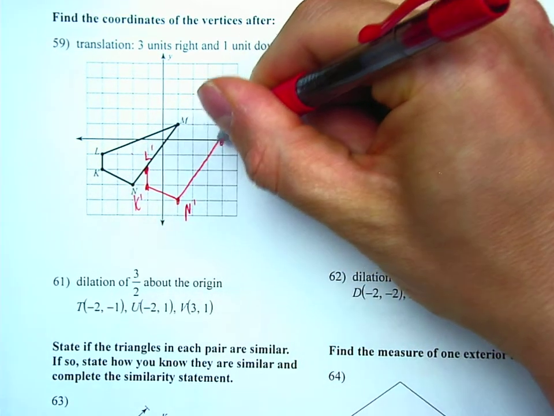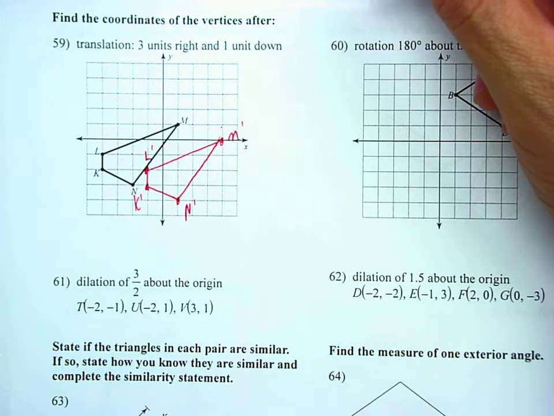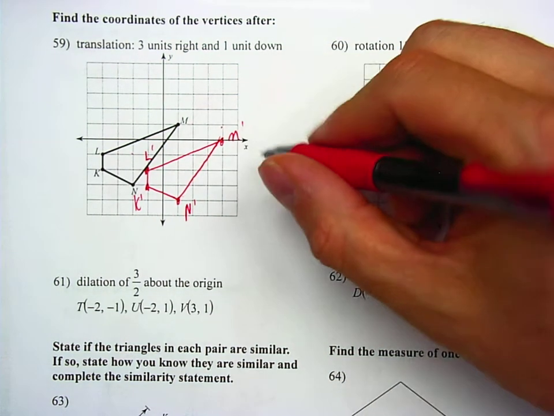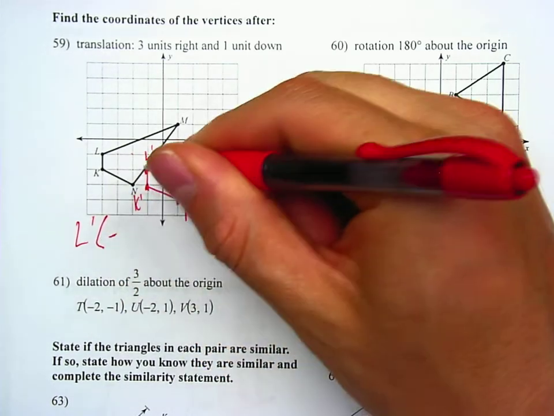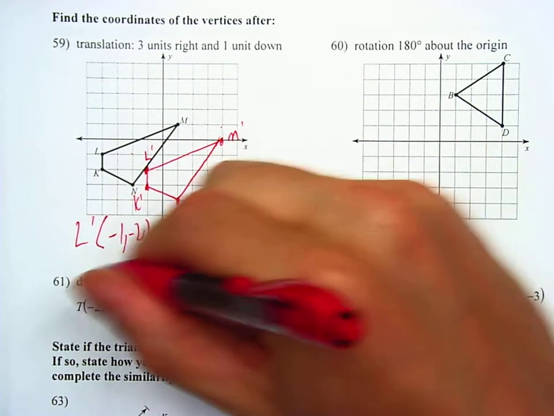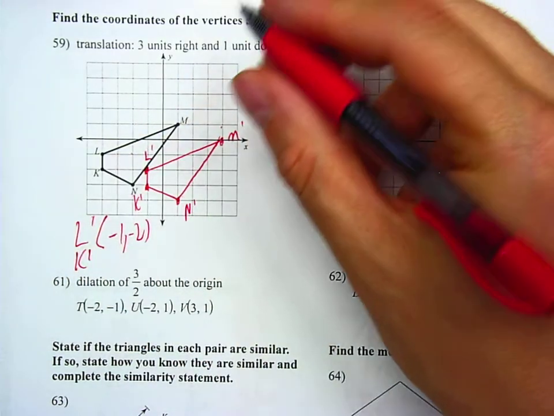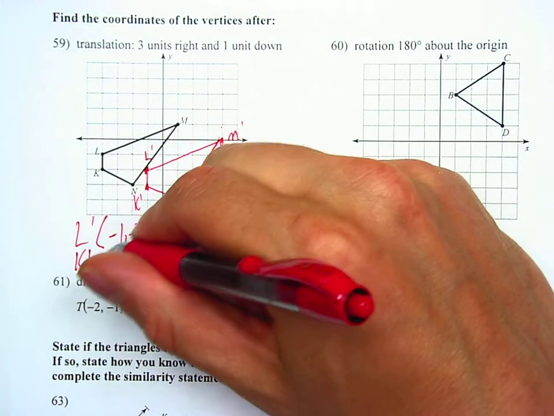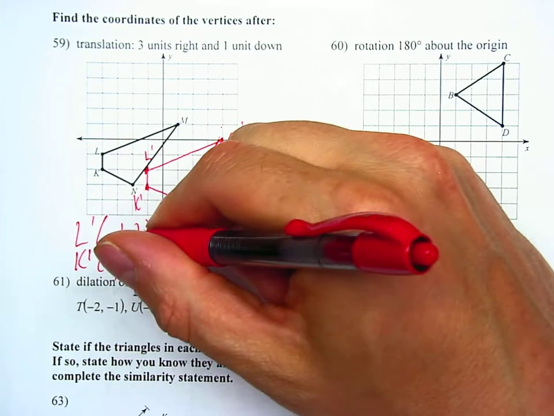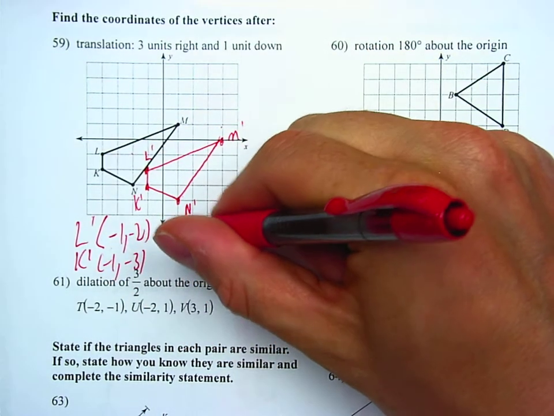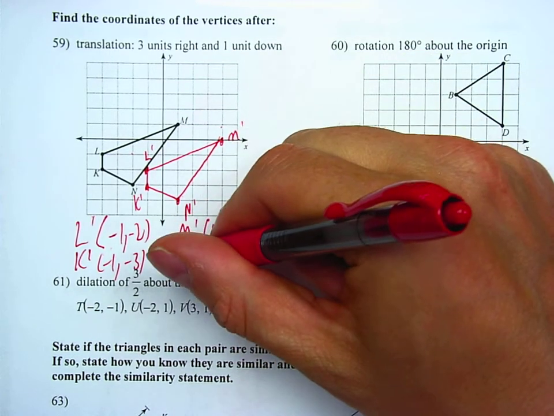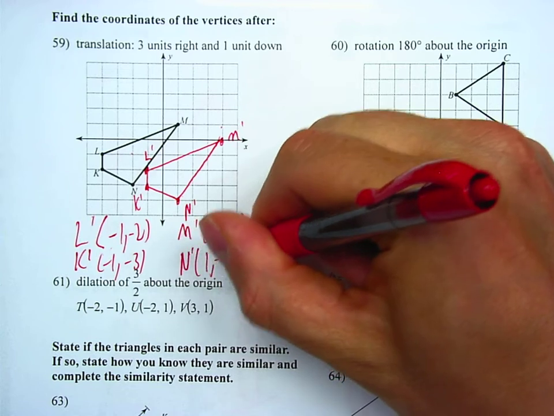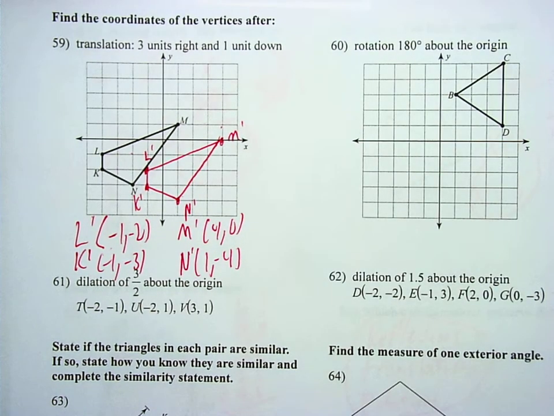On the test, I made this multiple choice. So you'll have to pick the coordinates of the images. So you'll have to tell me where the locations are. In other words, you'll have to tell me that L's image is at -1, -2. K's image is at -1, -3. M's image is at 4, 0. And N's image is at 1, -4. So you'll have to pick the proper coordinates from the multiple choice.